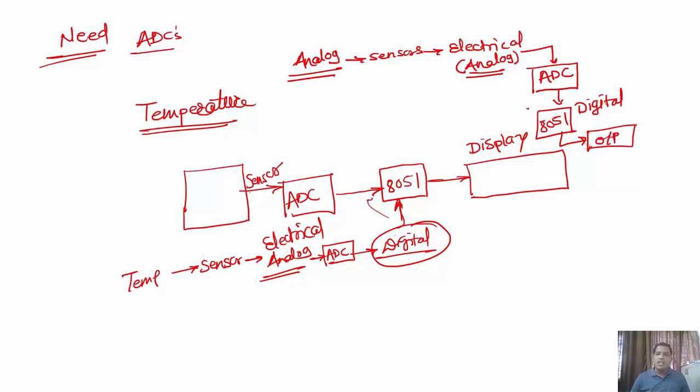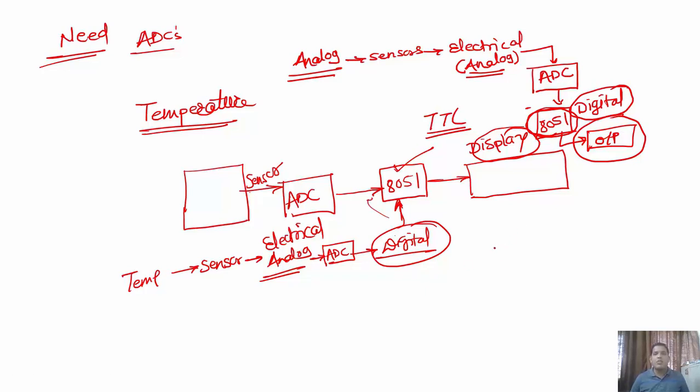In order to display things on the output device, whatever data is required is given to the 8051 microcontroller, and the 8051 microcontroller operates on TTL, transistor logic. So conversion of analog data into digital is very important because the microcontroller is going to process only digital data, and for that purpose we make use of this analog to digital converter.